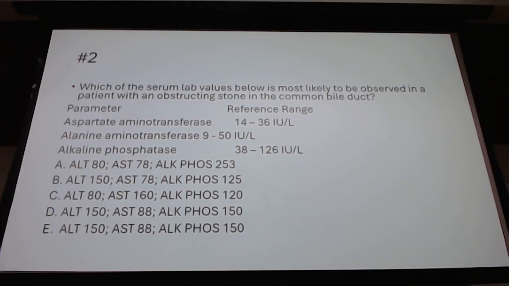So what's going to be elevated in obstruction? Am I worried about ALT or AST? Nope. I care about where the alk phos is. I'm simply going to pick the one that has the highest alk phos, which would be A.